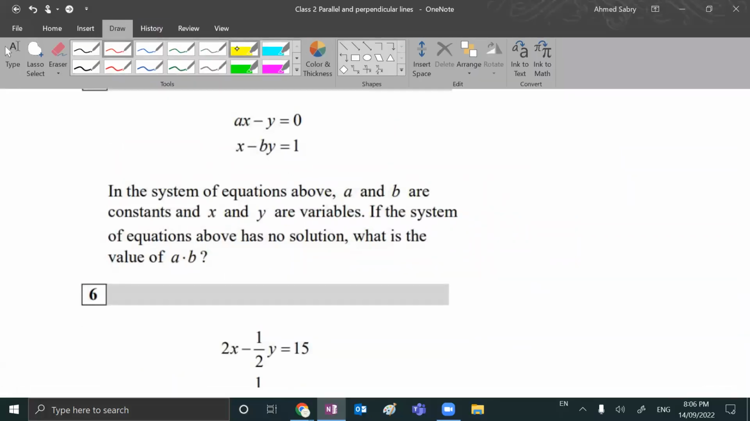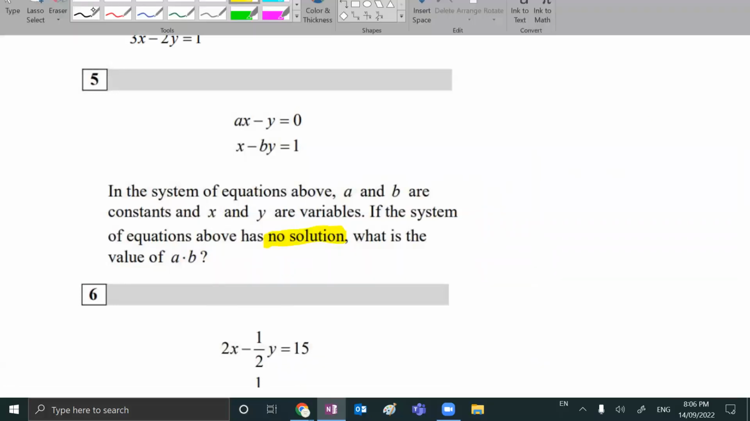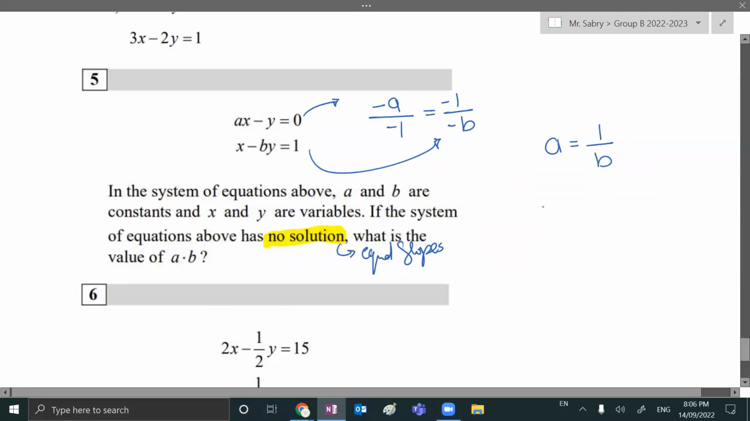The key word here is that they said the system has no solution. Because they said no solution, I started to think of equal slopes. And since I thought of equal slopes, I'll calculate the slope of this one, which is -a/-1, and it must be equal to the slope of the other one, which is -1/-b. -a/-1 is just +a. -1/-b is 1/b. Now they need me to find a times b.